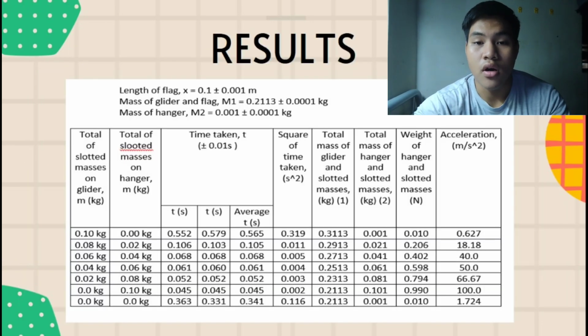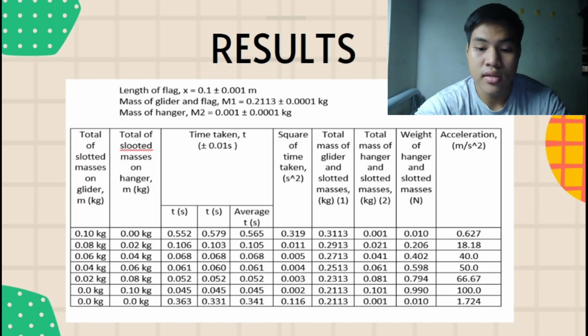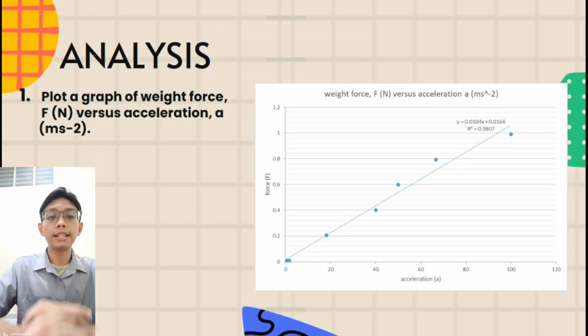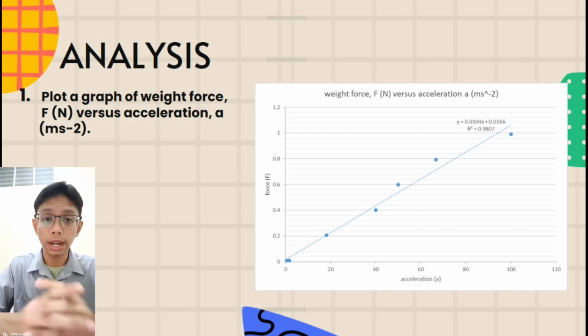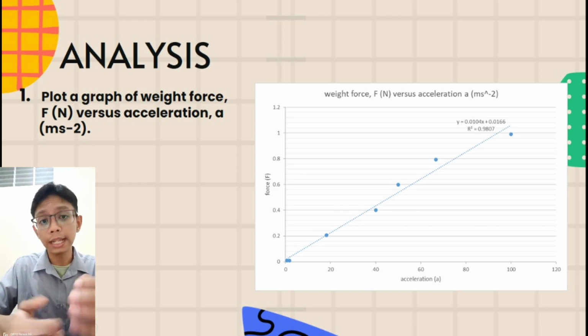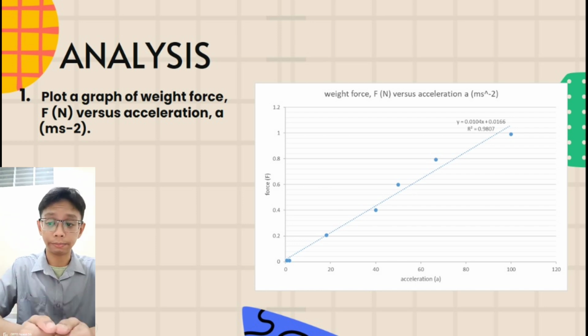This is the result for our linear motion experiment. As you can all see, the time was taken twice to get more accurate time taken data for different masses. So that's the data we just got after conducting the linear motion experiment. Now, let's take a look at the analysis section.